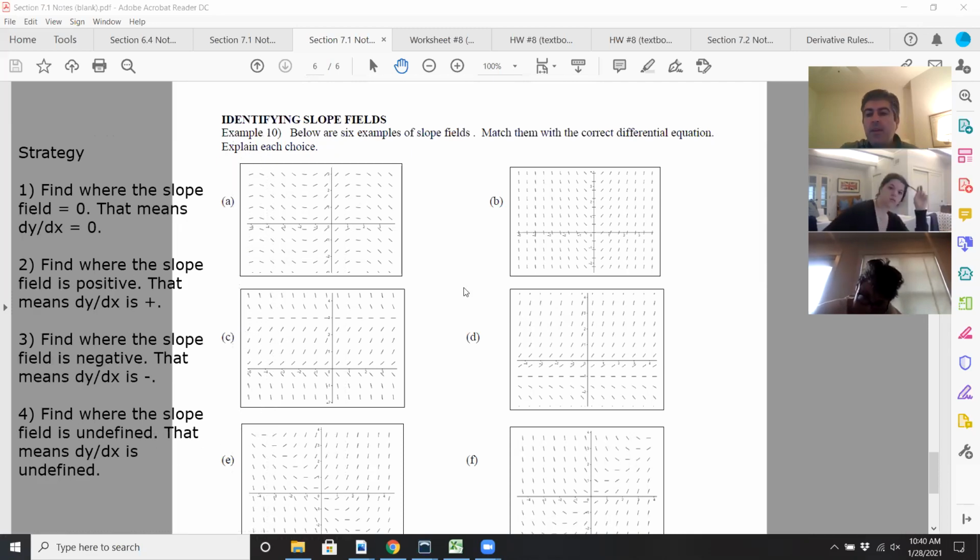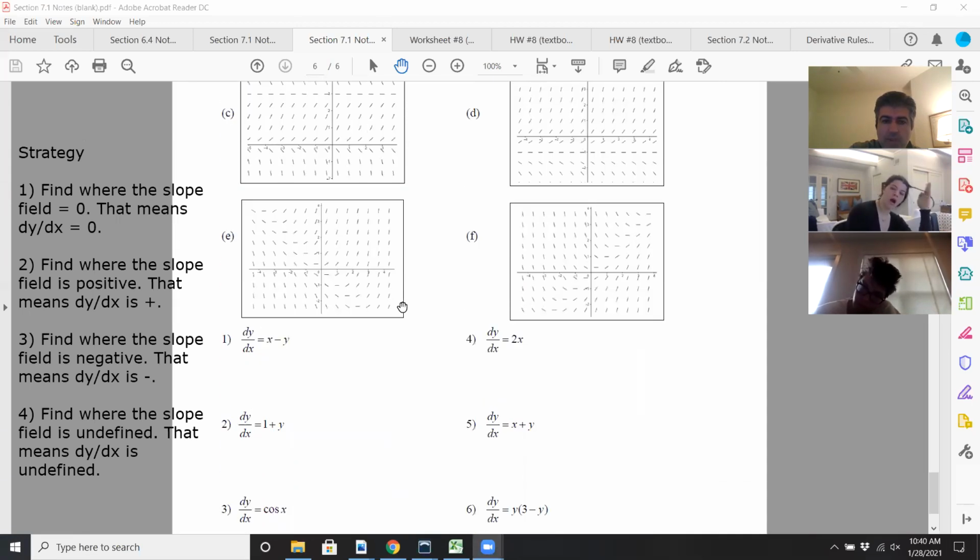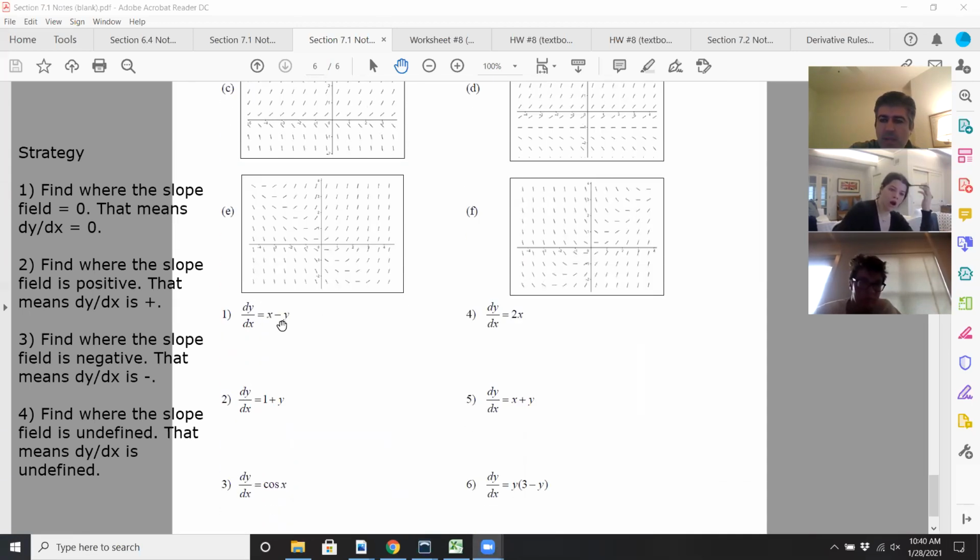Okay, that's our strategy. What I would do is take a look at the differential equations. Let's look at the first one. Dy over dx equals x minus y. So deliberately replace dy over dx with 0. So then x equals y. I'm going to do that for each of these right now.